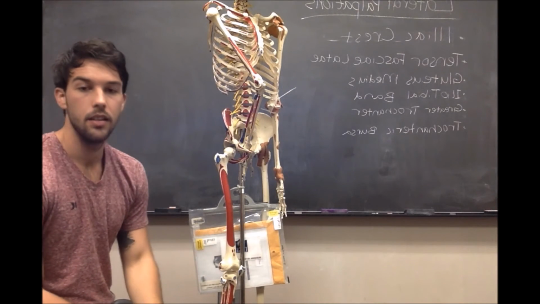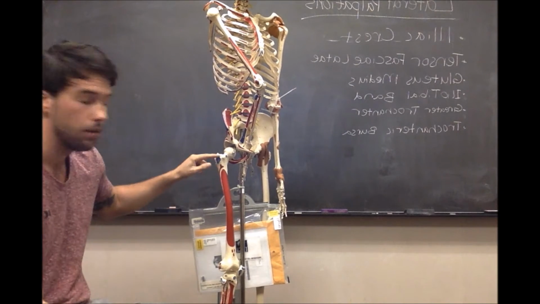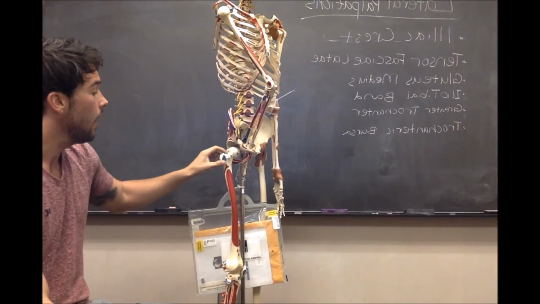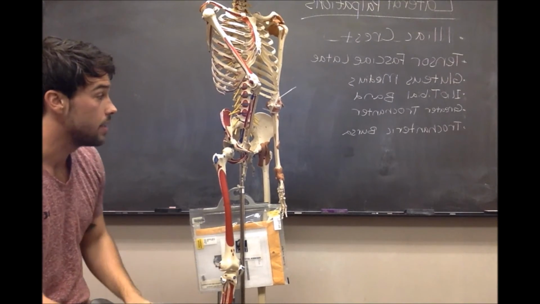And the last of the lateral palpation is the greater trochanter. It is the bony prominence on the femur, and directly sitting above that is the trochanteric bursa.